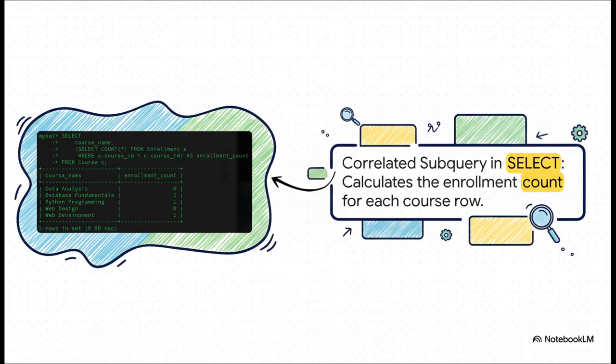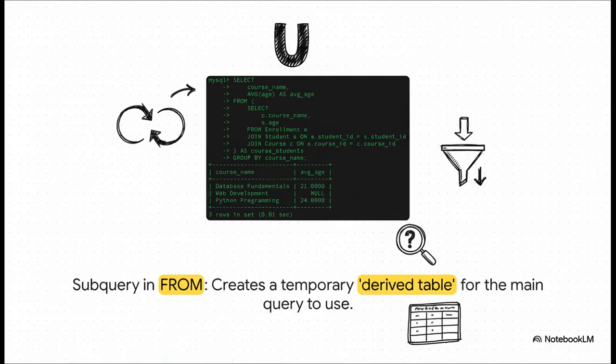So here, for each and every course, it's calculating the total number of enrollments on the fly. It's like having a little mini calculator running for each row. And one more spot for subqueries, the FROM clause. When you do this, you're creating what's called a derived table. Just think of it like a temporary table that you build on the spot, just for this one query.